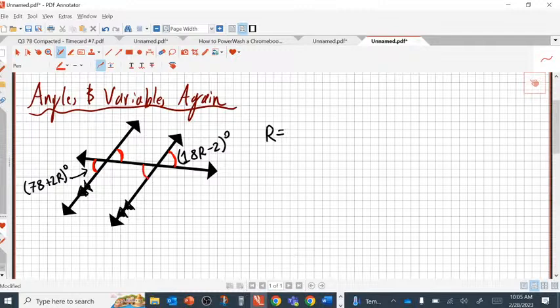In fact, I'll see students who do that where they're like, okay, I got to remember that these are the same, and I got to remember that these are the same. And that can really help you decide if they add up to 180 or if they are equal to each other. So since they're equal to each other, we can set the two equations equal. 78 plus 2r equals 18r minus 2. If this is our equation, what's going to be our first step?